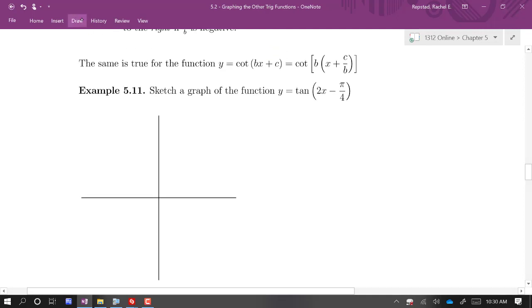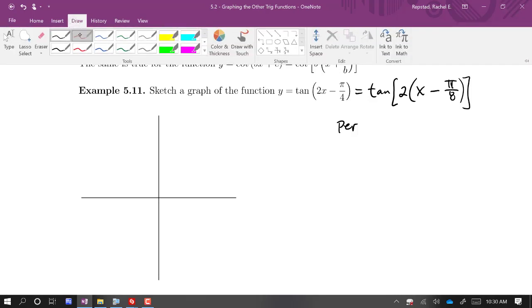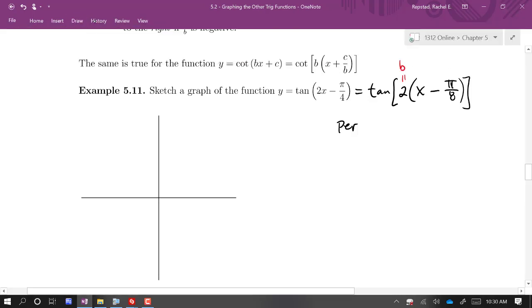Let's sketch a graph of y equals tangent of 2x minus pi over 4. I can tell that there is a phase shift, and I'm going to begin by factoring out that 2: 2 times x minus, and let's see, this will be pi over 8, because 2 times pi over 8 is pi over 4. So having factored out the 2 makes it easier for me to discern what the phase shift is. The period is 2 pi over 2, because b is equal to 2. Sorry, not 2 pi over 2, pi over 2.